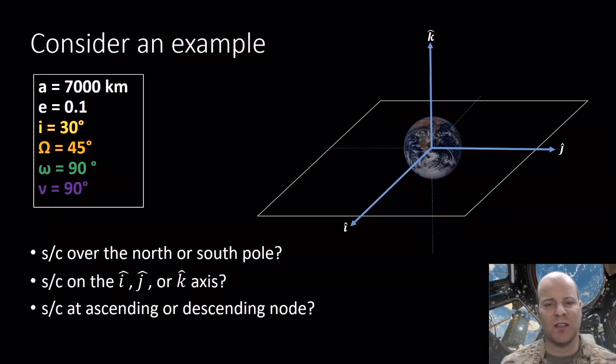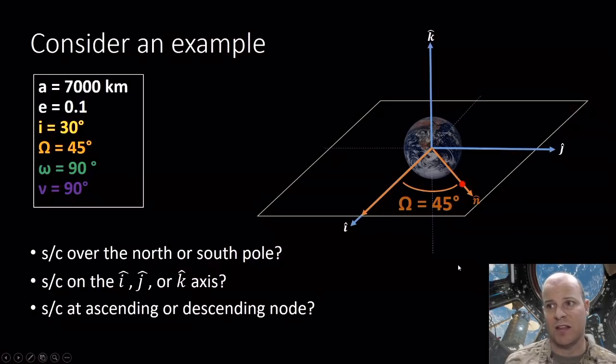To imagine what this orbit would actually look like and what the spacecraft's position in that orbit would actually look like, I like to start with visualizing the right ascension of the ascending node. As you remember, the right ascension of the ascending node is the angle between I and N. I points to the first point of Aries, N points to the ascending node. So a right ascension of ascending node angular difference of 45 degrees would look something like this, wherein the ascending node must be in the equatorial plane and is shown here as this little red dot. So that must be the spacecraft's ascending node.